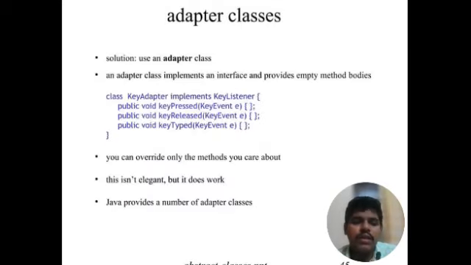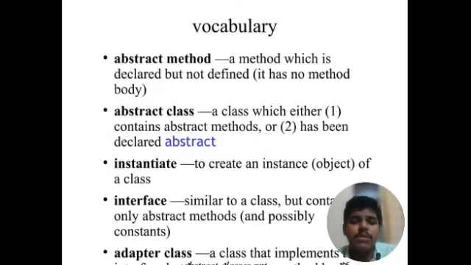Solution: adapter classes. An adapter class implements an interface and provides empty method bodies. Vocabulary. Abstract method: a method which is declared but not defined. Abstract class: a class which either contains an abstract method or has been declared abstract. Interface: similar to a class but contains only abstract methods, and it cannot be used to create an instance.